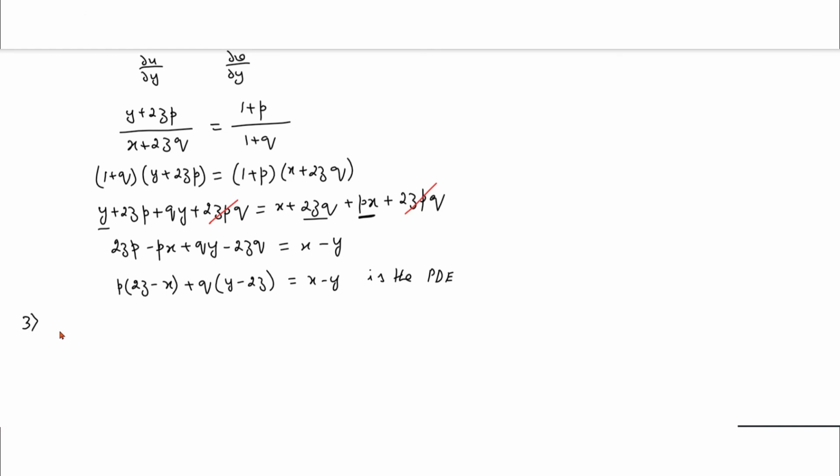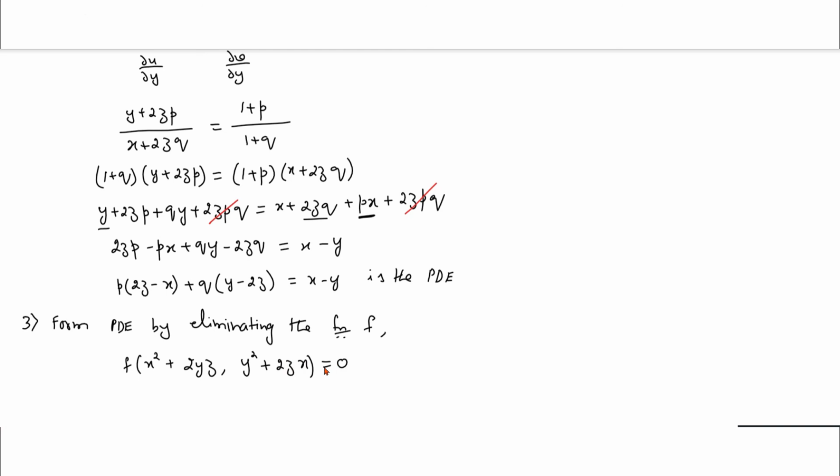You can try this problem as homework. Form the PDE by eliminating the function f. It is f of x square plus 2yz, comma y square plus 2zx, is equal to 0.